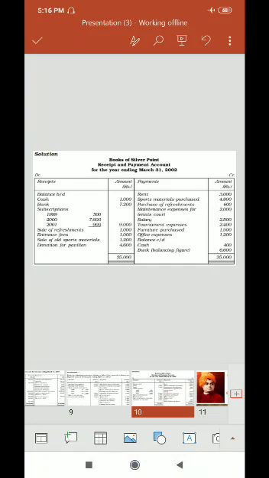Cash is already given by themselves. You're only supposed to find out the balancing figure, that will be your bank balance. So how much is the bank balance? It is all the difference between your receipts and payments account.